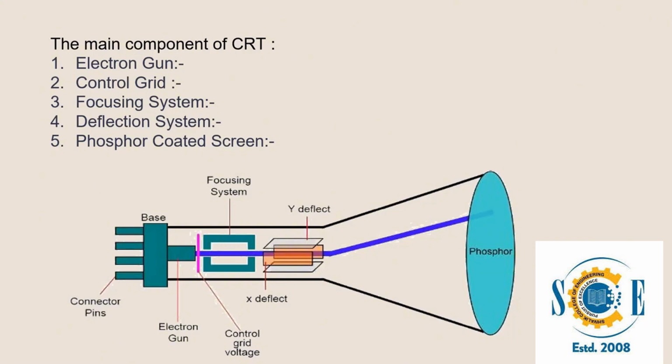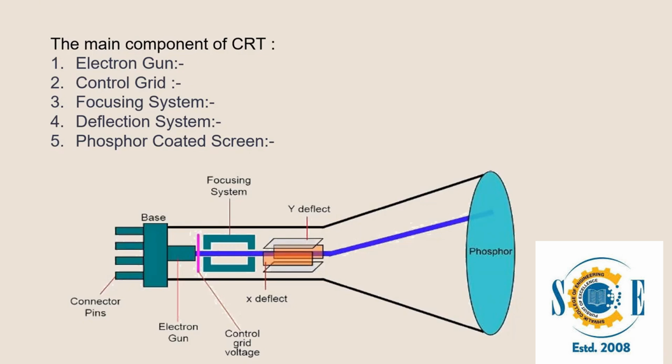Next one is the deflection system. So there are two deflection systems. First one is horizontal and the other one is the vertical deflection system. It consists of a deflection plate system. It controls the direction of the electron beam by using electric and magnetic fields. For example, if the CRT is using plates, that means the CRT is working on an electric field. If you are using a coil, it means the CRT is working on a magnetic field.